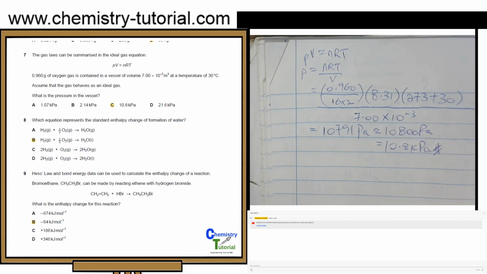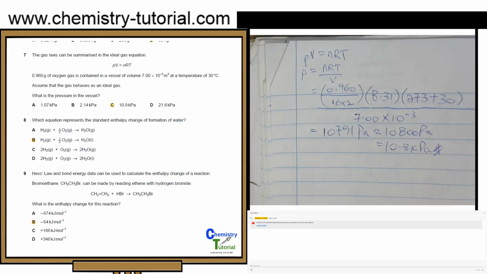Now, for question 8, this is a definition question. Which equation represents the standard enthalpy change of formation of water? Now, the key thing that you need to realize is that for the formation of water, water is our product. So therefore, the actual definition goes something like this. It's the energy change when 1 mole of the product, in this case water, is formed from its constituent elements at standard conditions. So our standard conditions refers to 25 degrees Celsius.